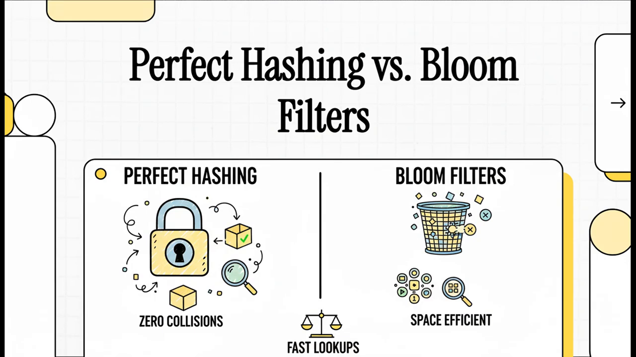So, what if you could look up an item in a massive set instantly? Like with absolutely zero chance of a collision? Or what if you could do that same check, but using just a tiny handful of bits for each item? Well, today, we're diving into two incredibly clever data structures that make this stuff possible: perfect hashing and Bloom filters. Let's get right into it.